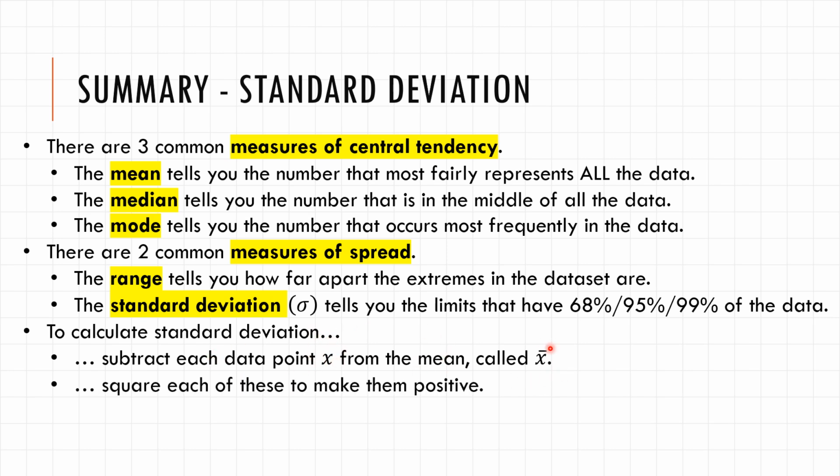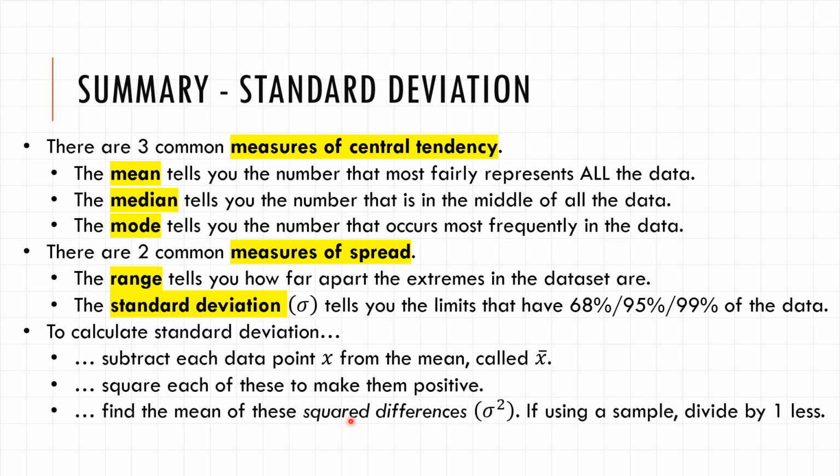Each of these answers, we will square them to make them positive. We will find the mean of these squared differences. We call this actually the variance. Sigma squared is called the variance. If we're taking a sample and not a population, then instead of dividing by how many of these there are, the way we find the mean, you remember, is we add them all up and we divide by how many there are. But if we're using a sample, we'll divide by one less, just to make our standard deviation a little bit more spread out.